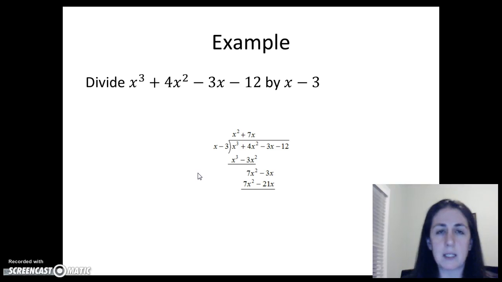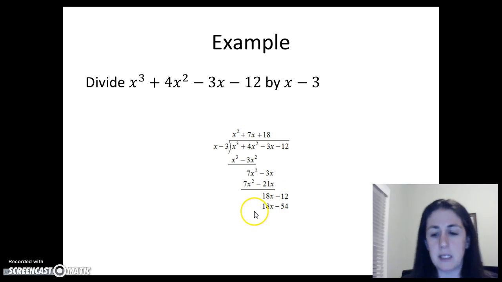And now we will subtract completely. 7x squared minus 7x squared cancels. Negative 3x minus negative 21x becomes negative 3x plus 21x, which is 18x. Bring down the next term. X times what gives us 18x? That's 18. 18 times x is 18x. 18 times negative 3 gives us negative 54. Subtract completely. 18x minus 18x cancels. Negative 12 minus negative 54 becomes a 42.